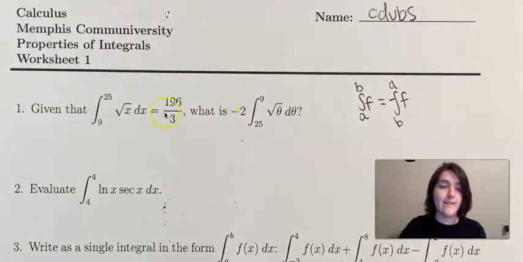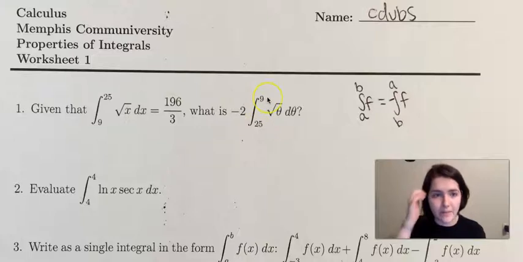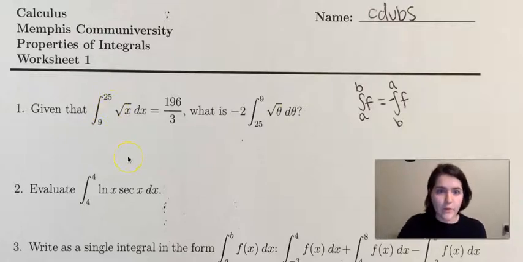So in this integral, you can see that we want the 25 to be on the bottom and the 9 to be on top. But we aren't given that. The form we're given is the 9 on the bottom and the 25 on top. So since we want to switch the limits, we're going to use the negate and flip rule. So we make it negative and we flip them.